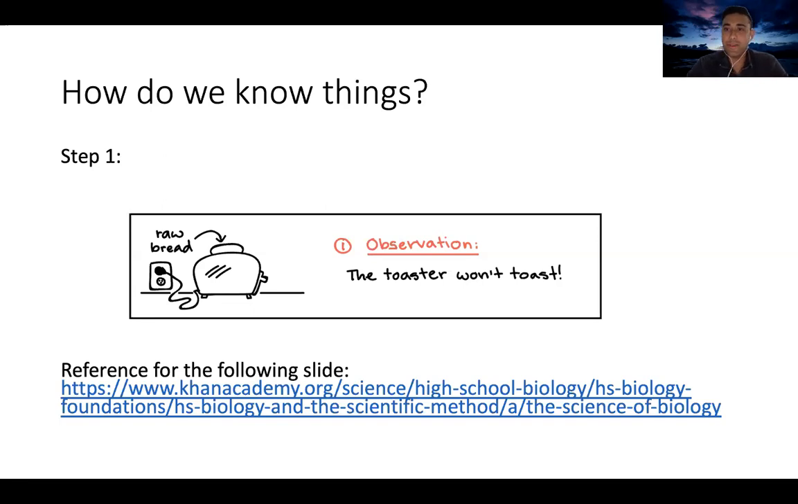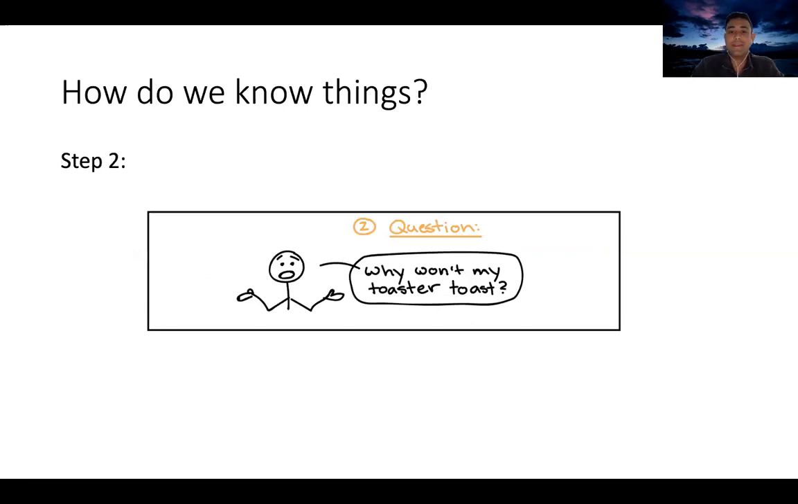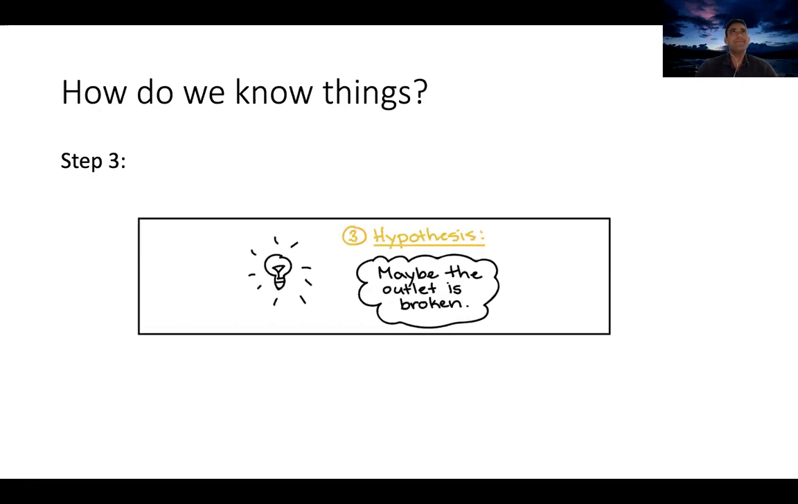So you make an observation first, right? That my toaster doesn't work. And you're like, all right, my toaster doesn't work. Then you go on and you ask the question, right? Why won't my toaster work? Which is again obvious. What else would you do? You need your bread. And then what do you do? And then you try to fix the problem, right?